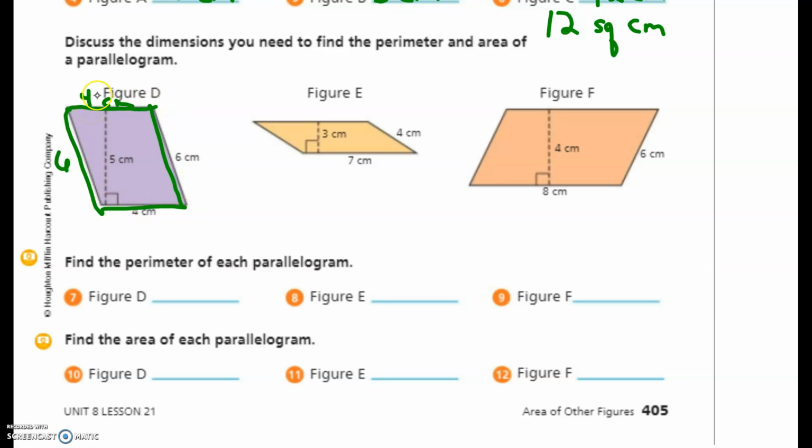And a quick way, 6 and 4, 10, 6 and 4, 10. So your answer for figure D is 20 centimeters. All right, you go ahead and do 8 and 9, and I'm going to pause for a moment. Use your calculator if you want to. Find the perimeter of E and F.